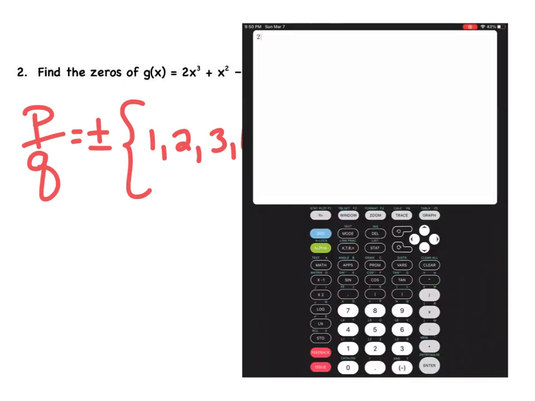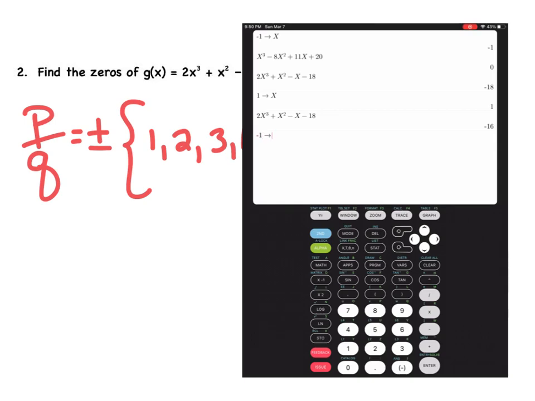So I begin by typing in my function. Remember, use the x next to the alpha key. So 2x cubed plus x squared minus x minus 18. And I'm going to store my first value of 1 for x. I'm going to arrow up and copy my function. Once I'm on top of it, I'm going to hit enter. There, and now I hit enter again, and I get -16.